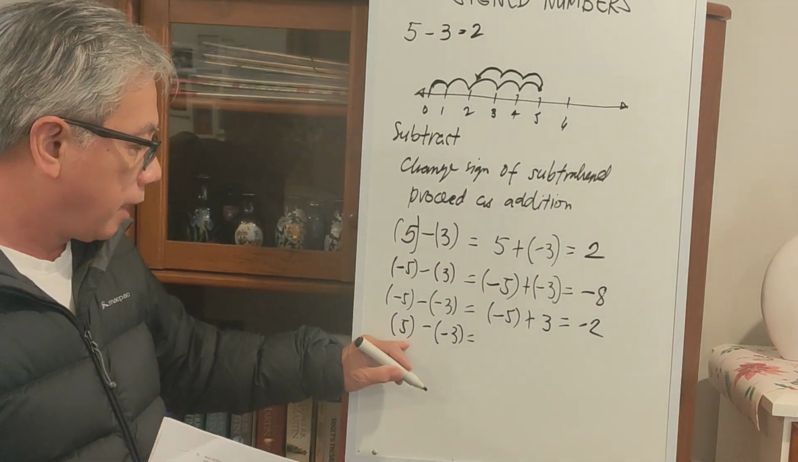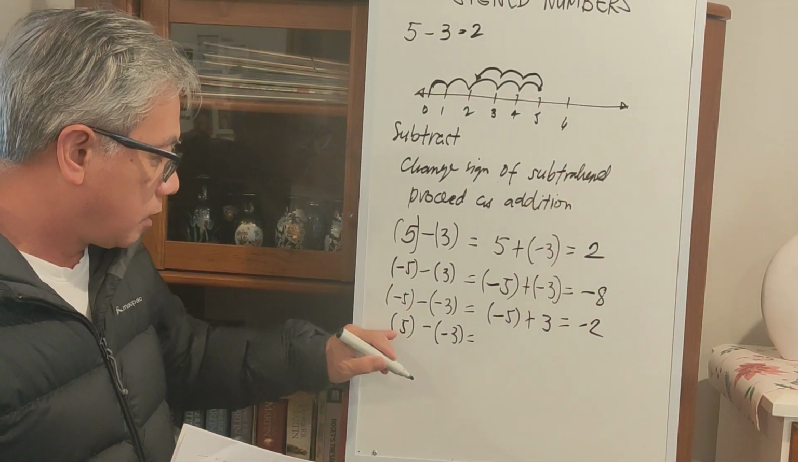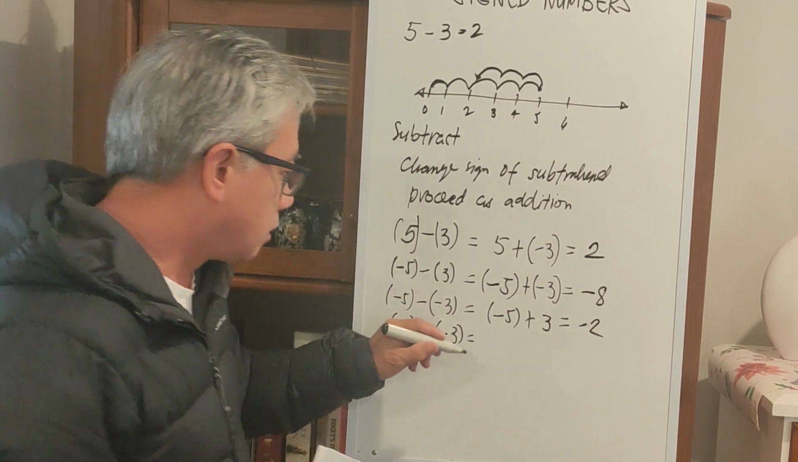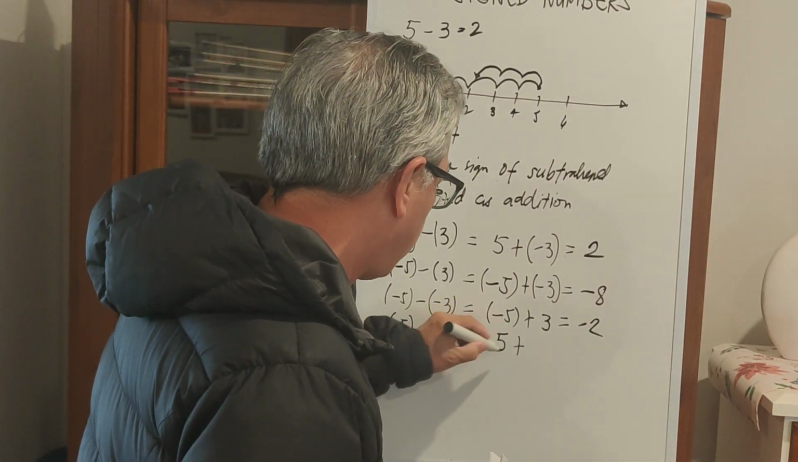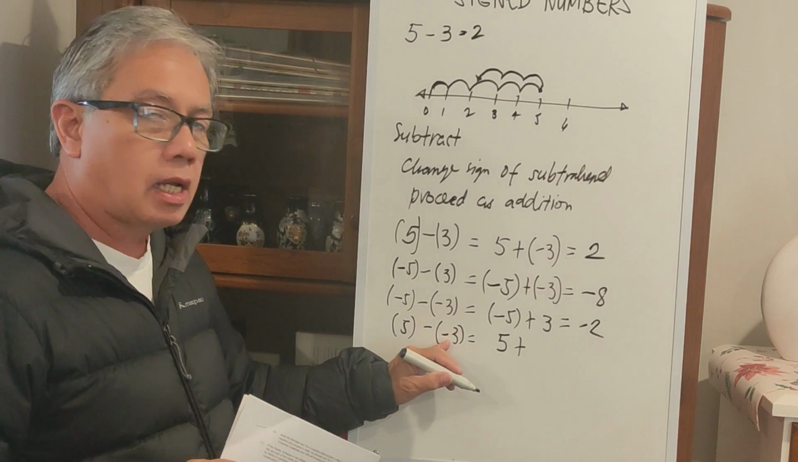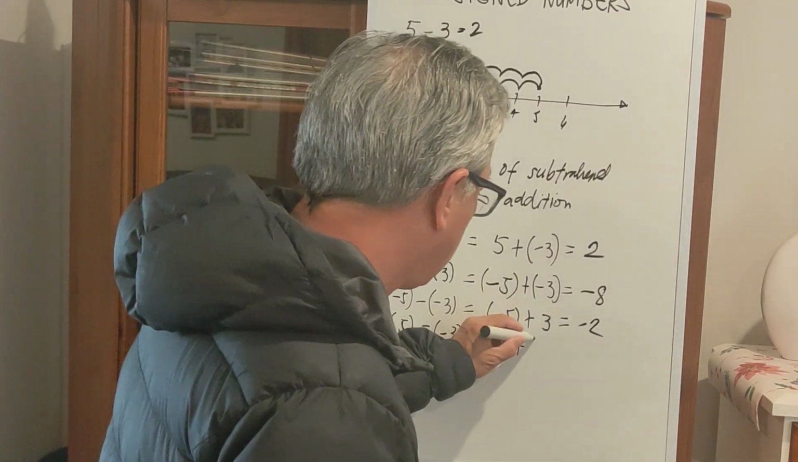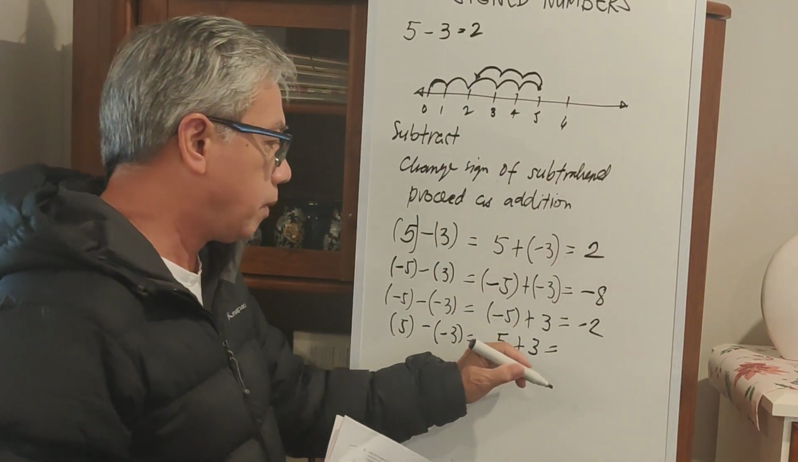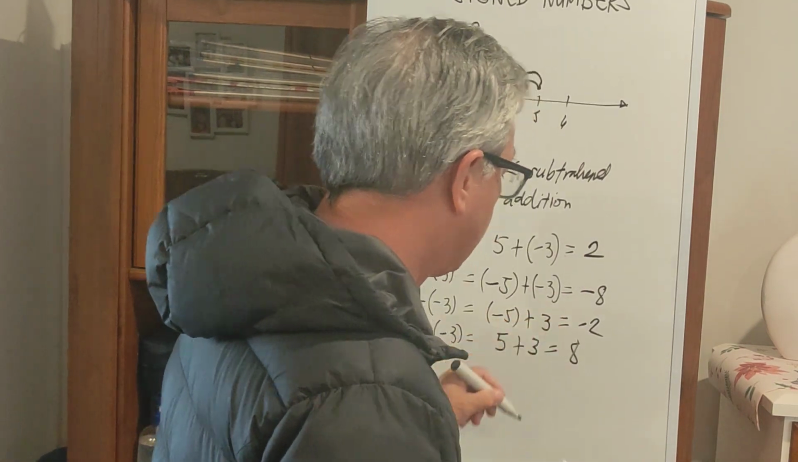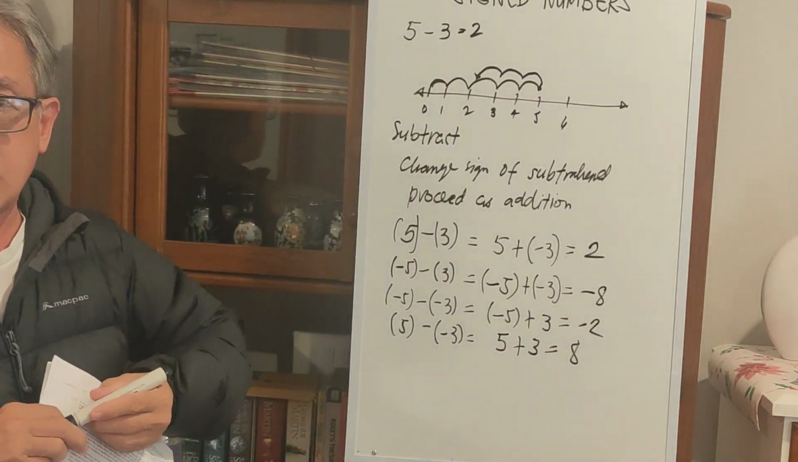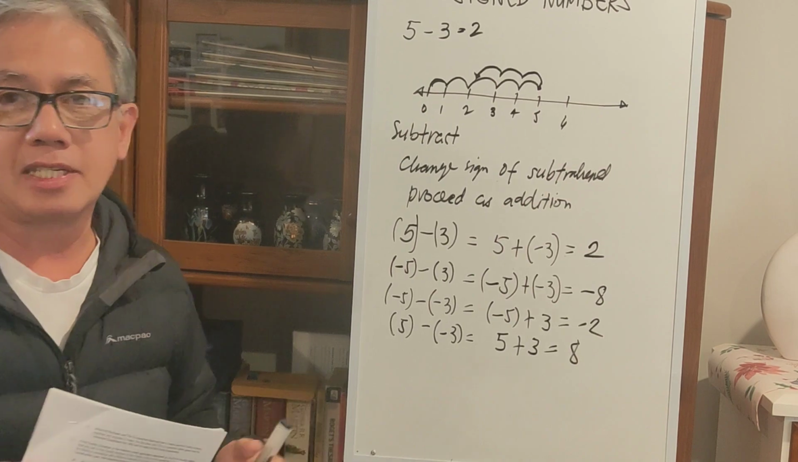In the last one, we change it into addition, so this one becomes 5 plus, we change the sign of the subtrahend, it becomes 3. This one becomes 5 plus 3, which is 8. So that's how you add and subtract signed numbers.